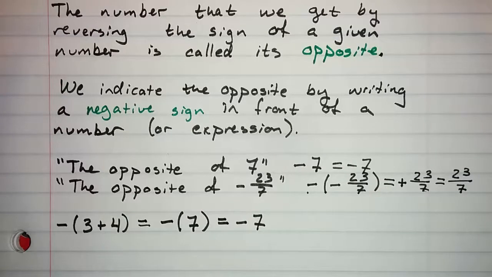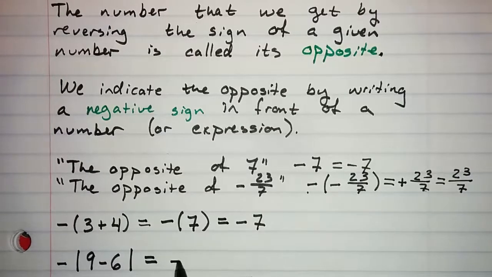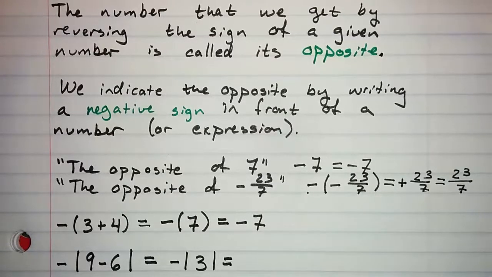We can even mix opposites with absolute values. We could take the opposite of the absolute value of 9 minus 6. 9 minus 6 is 3. The absolute value of 3 is 3. So this is the negative of the absolute value of 3.